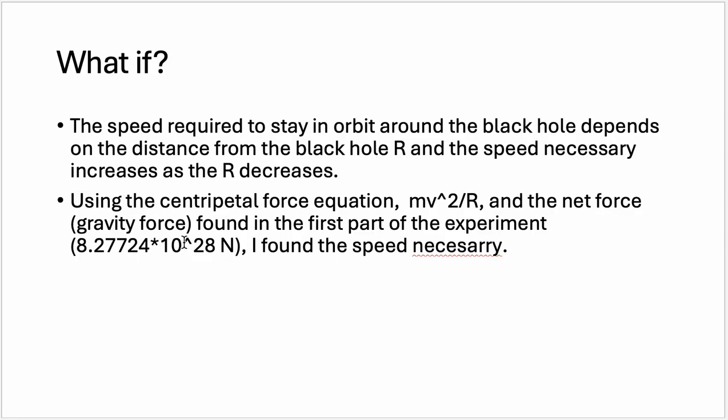So what if you wanted to have something orbit around the black hole? The speed required to stay in orbit around the black hole depends on the distance from the black hole. As you get closer to the black hole, you need to go at a faster speed. Using the centripetal force equation, mv squared over r, and the net force, which is the gravity force that I found in the first part of the experiment, which was 8.27724 times 10 to the 28th newtons, I found the speed necessary.